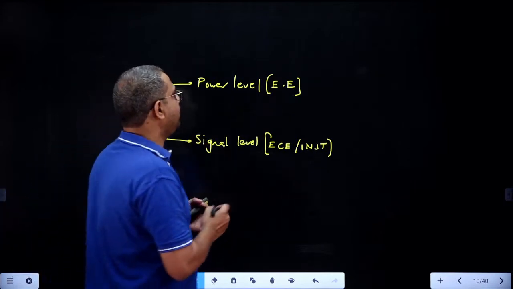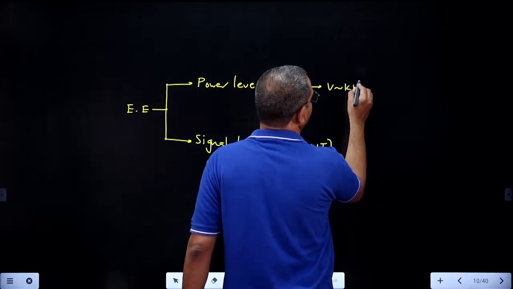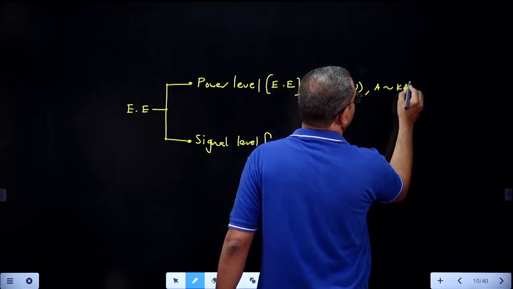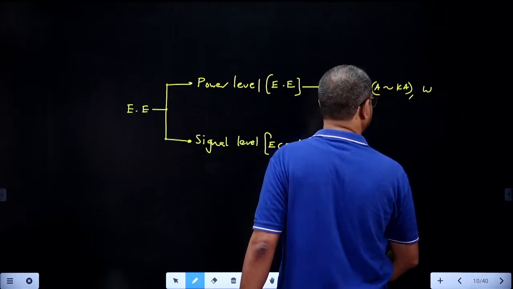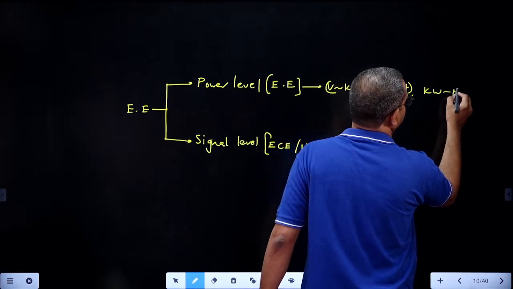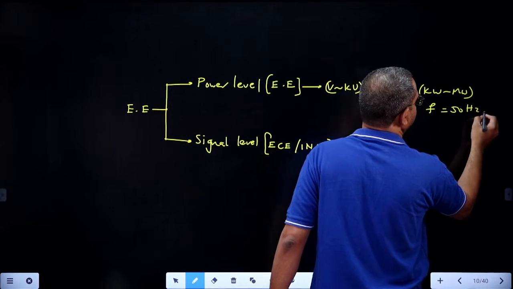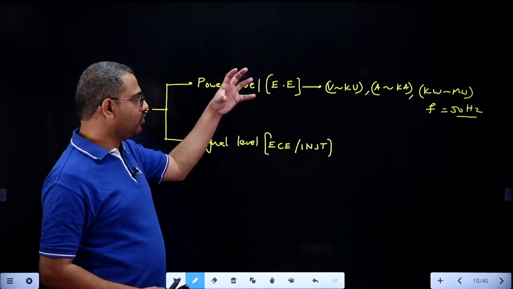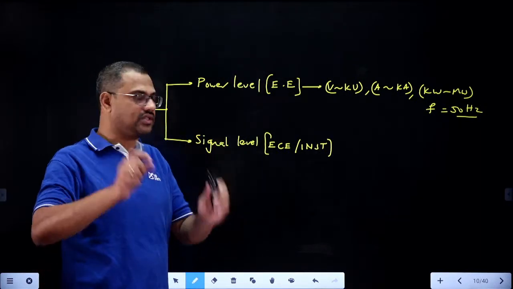Now what are the core subjects for EEE people? Power level. Power level means high voltage, like volts to kilovolts, high current, amps to kiloamperes, and high power, watts to kilowatts and megawatts. But frequency in a power system is always constant at 50 Hz. So electrical people learn their applications at power level: high voltage, high current, high power, but fixed frequency.